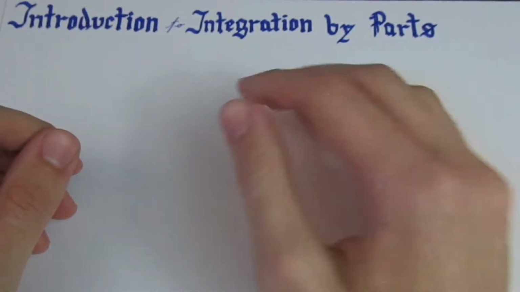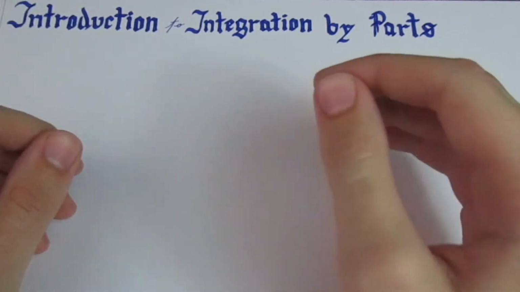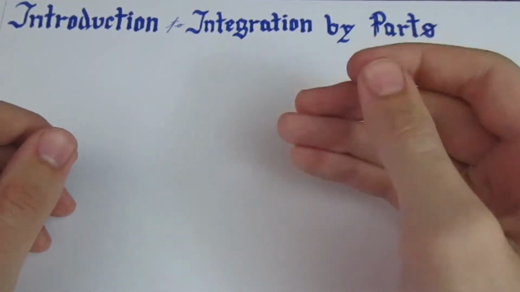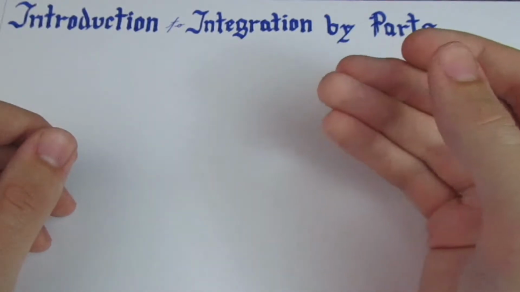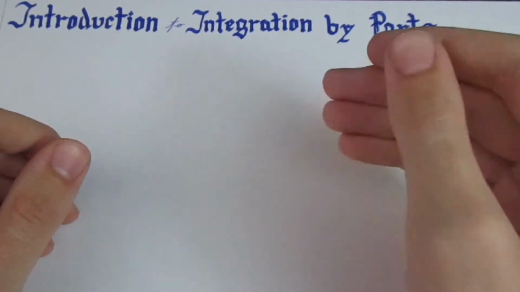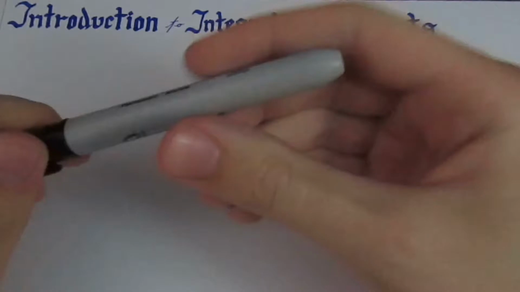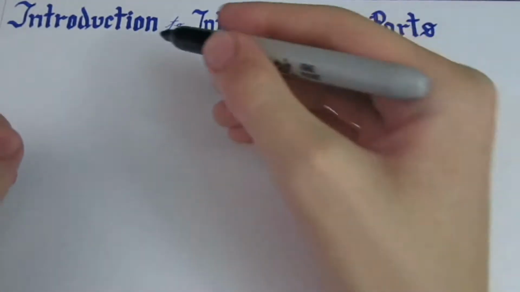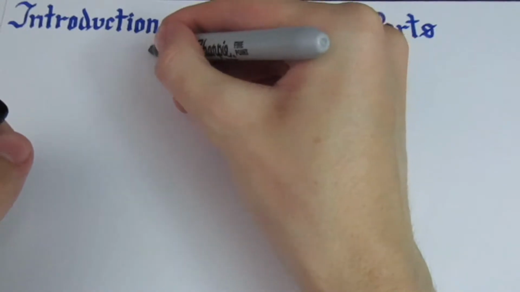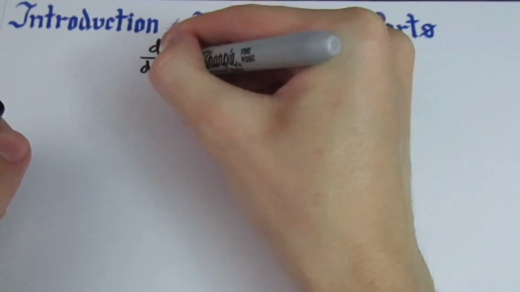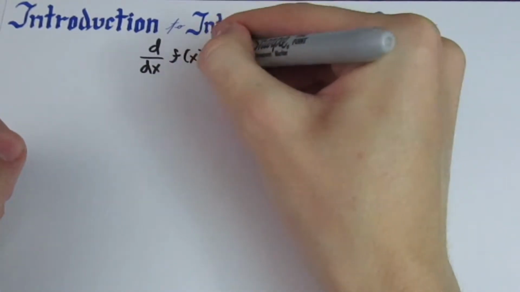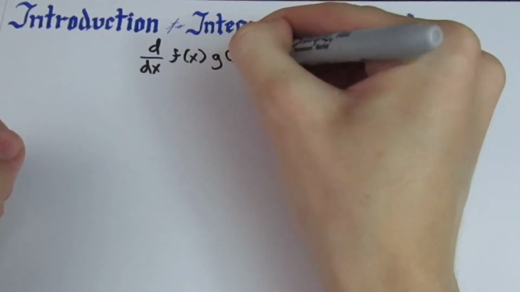So let's get started. Integration by parts is when you are integrating, let's say, a product, something that you can't really do with u-substitution. To understand where we derive the formula, let's recall the derivative with respect to x of f of x times g of x.